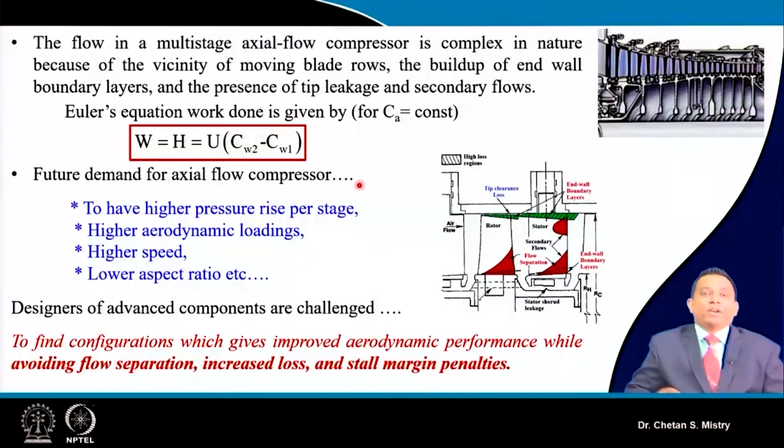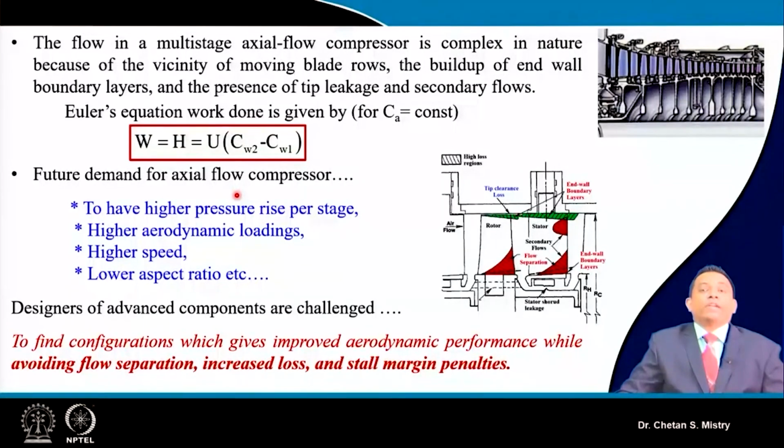What we know from our fundamentals, using Euler's equation, is that my work done is a function of my peripheral speed and delta Cw. Okay, we define that in terms of our tangential velocity component or whirl component. Now we started discussing so many aspects of future requirements. What are our future requirements? We are looking for high pressure rise per stage, higher aerodynamic loading, high speed, and low aspect ratio blades.